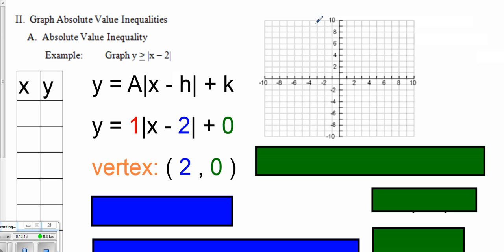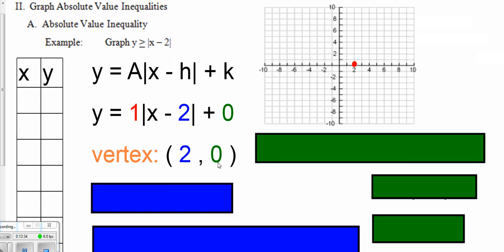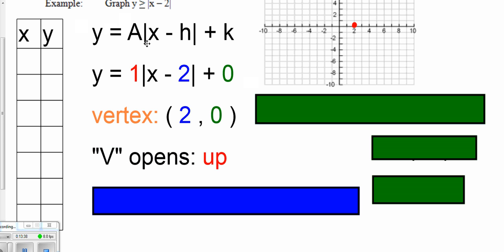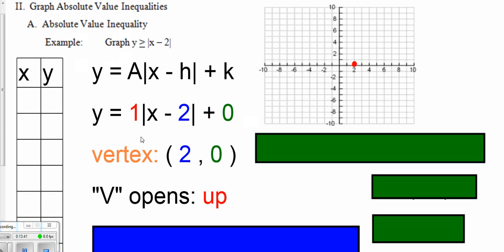So I'm going to go ahead and plot 2, 0. That's our corner piece. Remember, all absolute values will draw a V-shaped graph. This one, the point, will be at 2, 0, and we know that because it's right here. We're subtracting 2 and we're adding 0, so it's 2 and 0. What else does this tell us? Well, because our 1 is positive, our V opens up. It's a regular V shape. It's going to look like this.